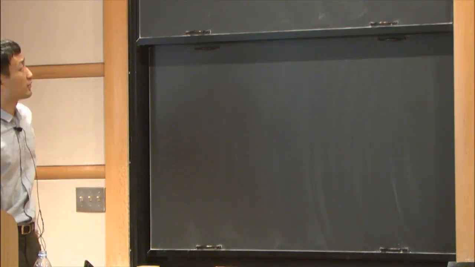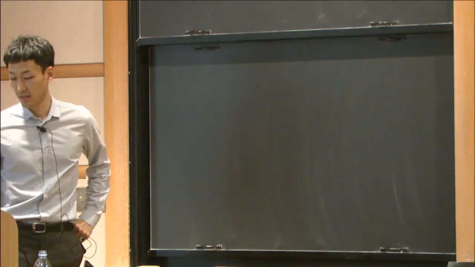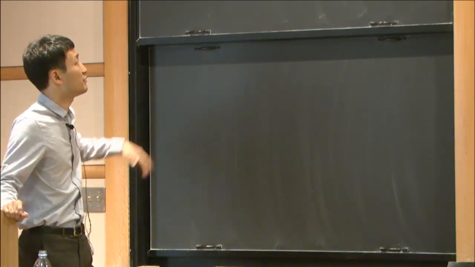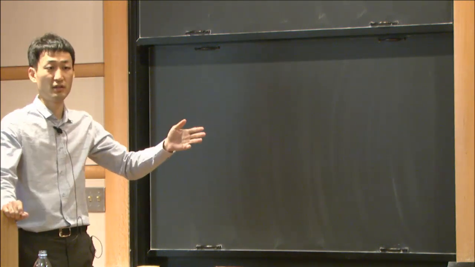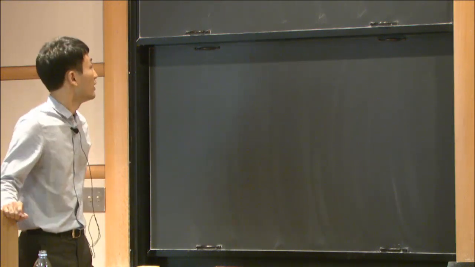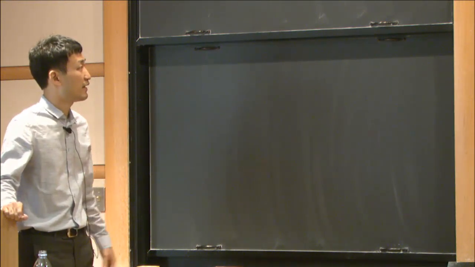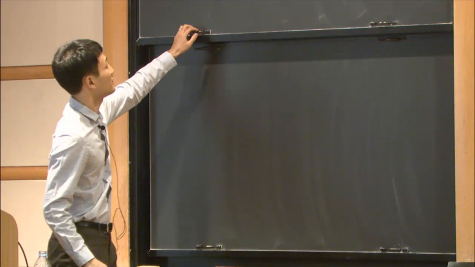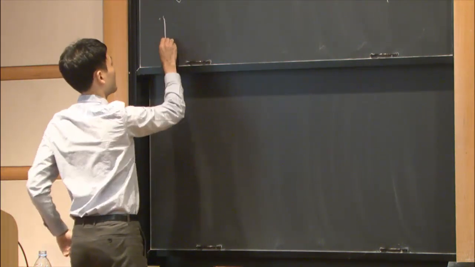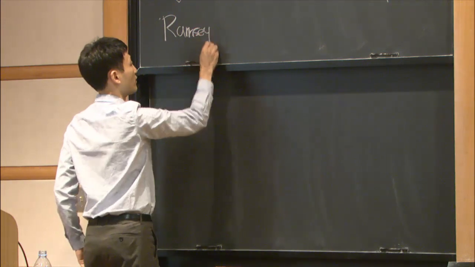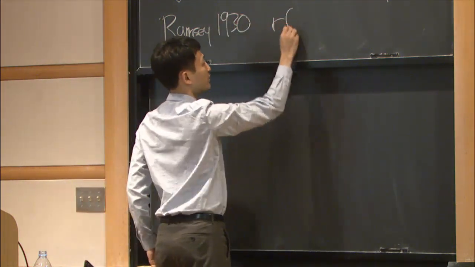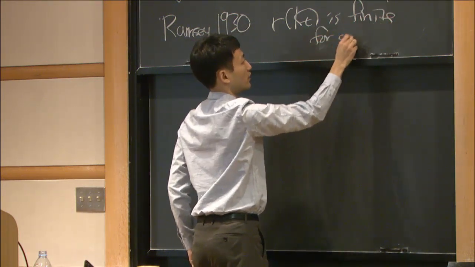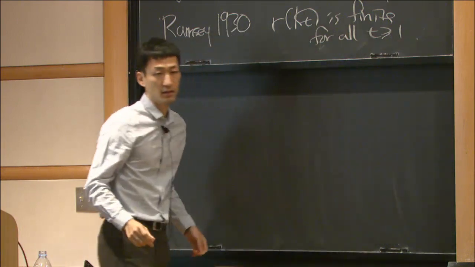Okay, so Ramsey number was first introduced in 1930 by Ramsey, where he was interested in a problem of formal logic and then used this definition as a tool to prove some result in formal logic. Then in 1935, Erdős and Szekeres found a geometric application of Ramsey's result. Actually, I have to state Ramsey's result. Ramsey, 1930: the Ramsey number of the complete graph is finite for all t greater than or equal to 1.